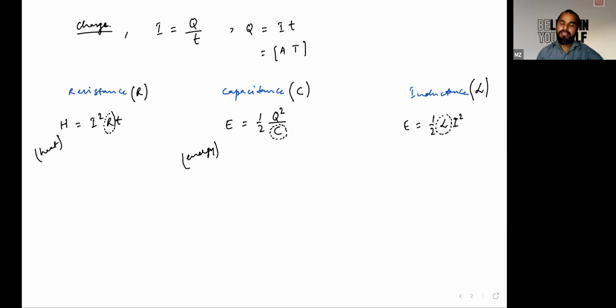Any doubt in these formulas or any other term? Okay, just rearrange them and try to find the dimensional formula of R, L, and C. Rishan, any doubt? No, sir. Okay.